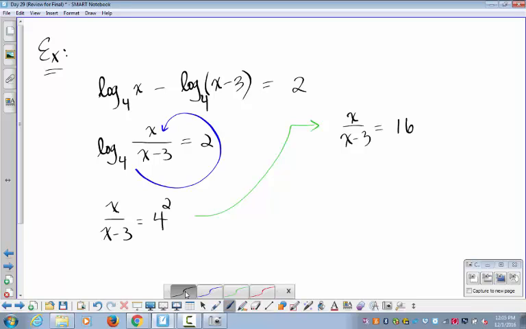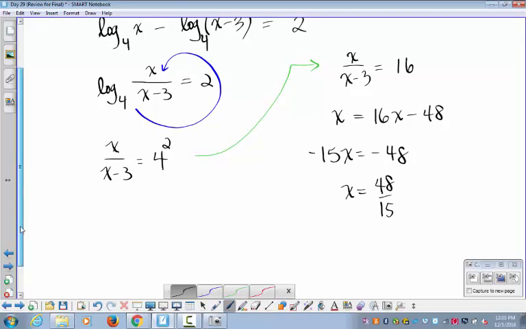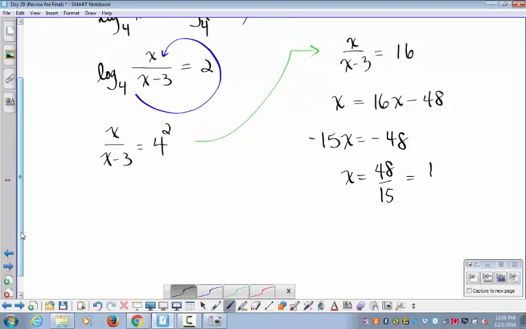So make sure that step is logical to you. That's the most common place for mistakes to occur. This is a linear equation. If we multiply both sides by x minus 3, we get 16x minus 48. Subtract off the 16x, so we get negative 15x equals negative 48. X will be 48 over 15. Cancel a 3 out. And 16 over 5.